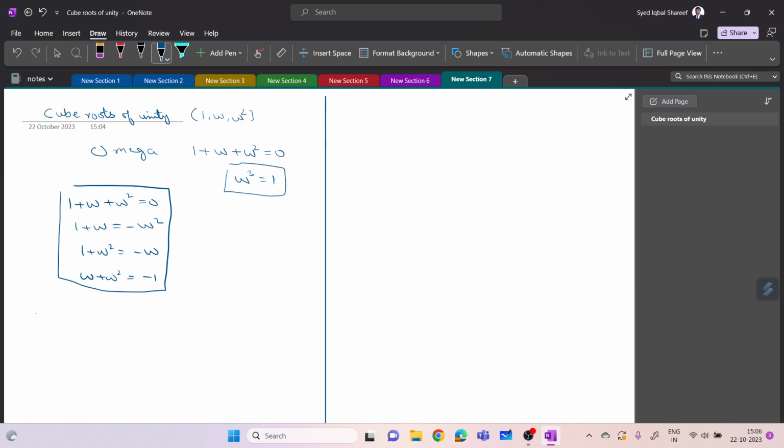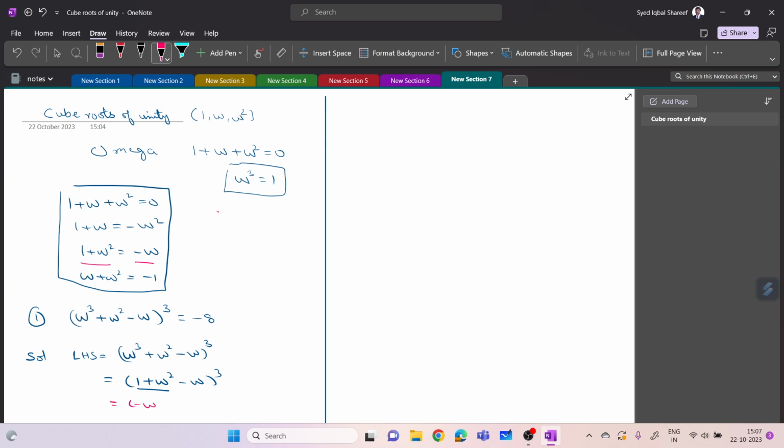Let's start the problems. Problem number 1: (omega cube plus omega square minus omega) whole cube equal to minus 8. We have to show this. So we'll take the left hand side: (omega cube plus omega square minus omega) whole to the power of 3. Omega cube is 1. So (1 plus omega square minus omega) whole cube. 1 plus omega square is how much? From here, 1 plus omega square is minus omega.